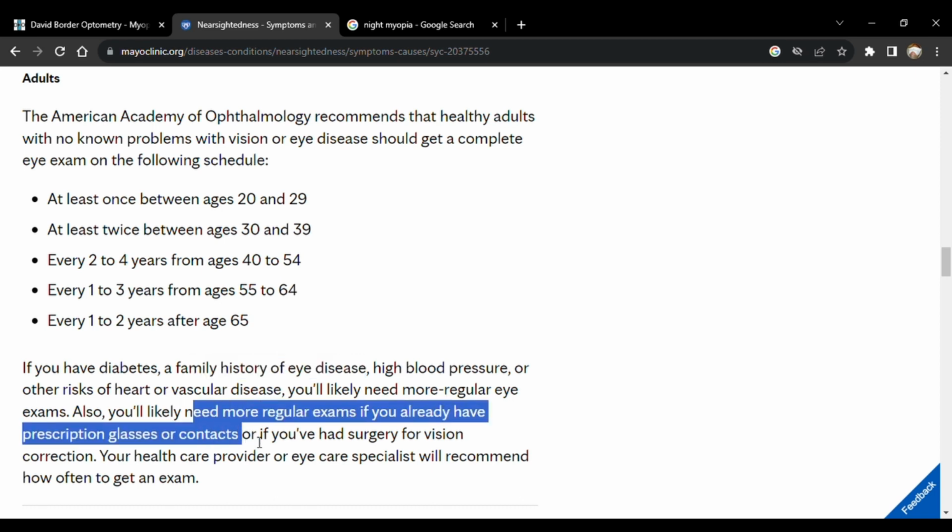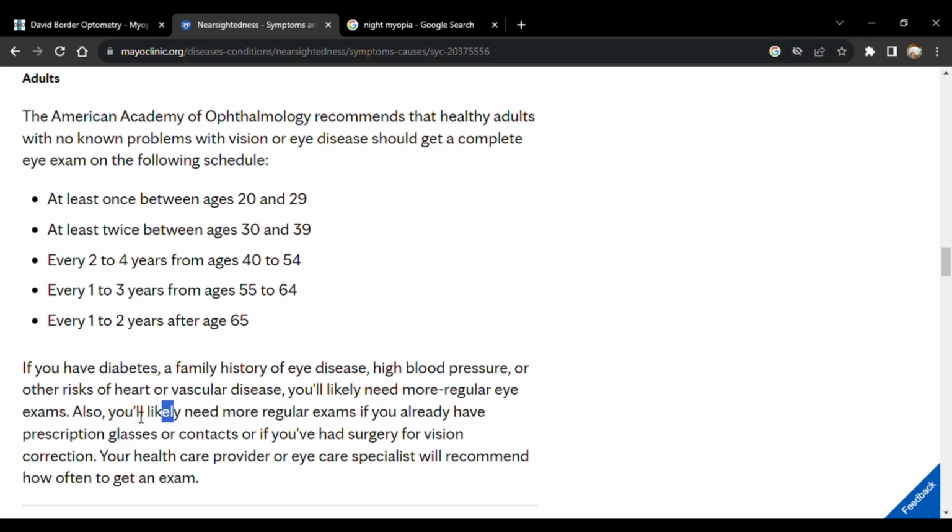If you already have glasses or contacts, so that's most of the patients I see in the clinic, it's not the first time they are using glasses or contacts, or if you've had surgery for vision correction, so you'll need more regular exams.